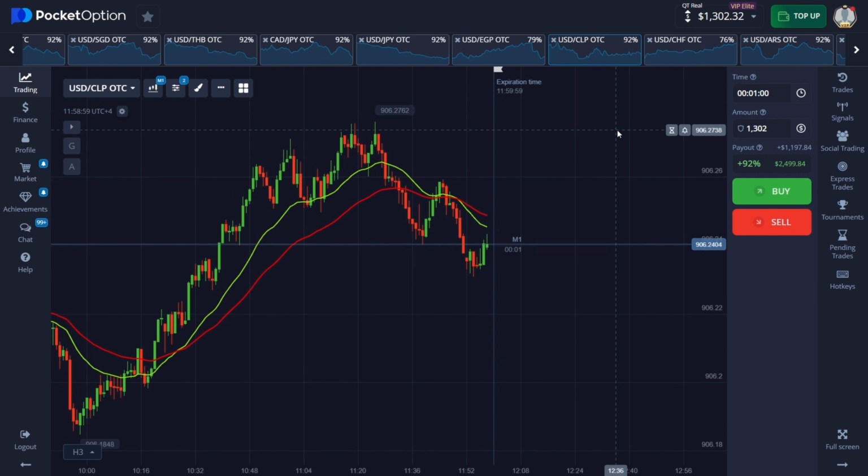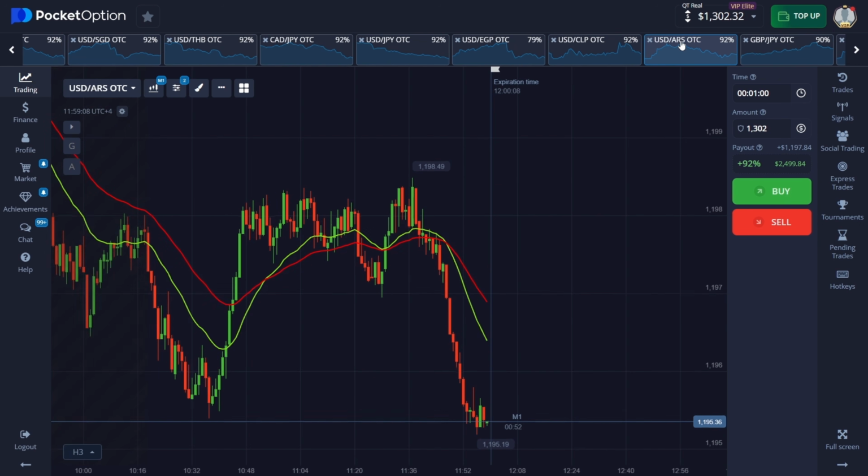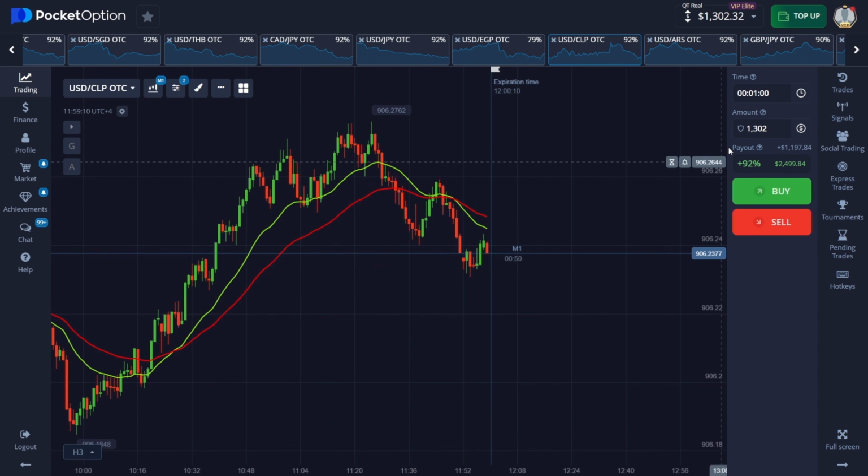On USD CLP, we have a potential trade. If the current candle gives us an entry, we can try, but the candle has turned red, so we'll avoid that one as well. Let's find another trade for $1,302.